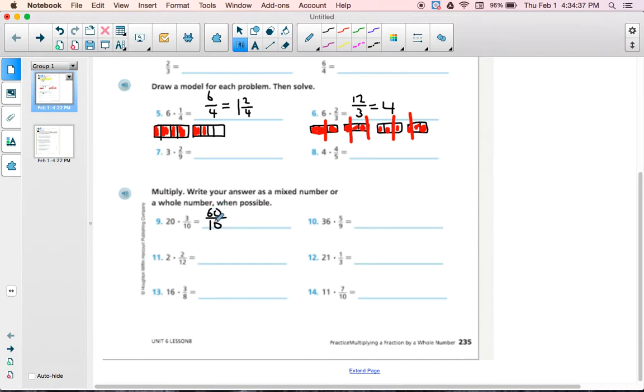Well, I know that 60 divided by 10 is 6. And I don't know if you remember that little trick that I showed you in the past, but when you have a problem like this, if you can take 1 0 off of the top and off the bottom like that, 6 over 1, same as 6. Okay? Let's try number 10. 36 5/9. There's 36 5/9. So instead of adding all those up, we're just going to multiply 36 times 5. Okay?